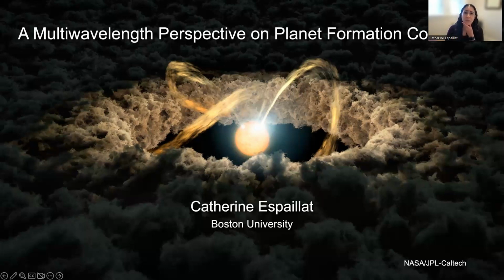So I'll be talking more about observations, and a little bit about the observational constraints: what's the information that we have to date about how protoplanetary disks evolve into planetary systems, which is a fundamental question in astronomy. I labeled this talk a multi-wavelength perspective just because protoplanetary disks emit at many different wavelengths, and what information can we get at different wavelengths.